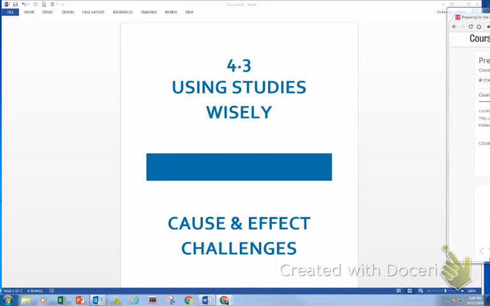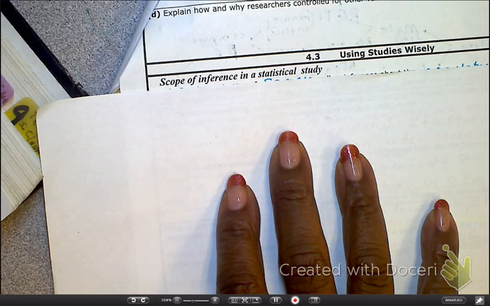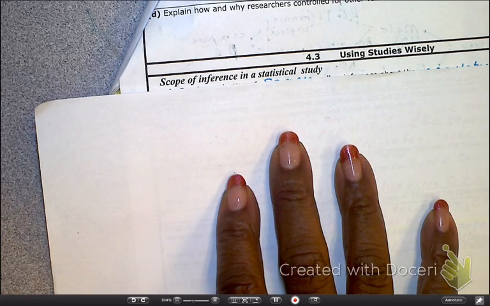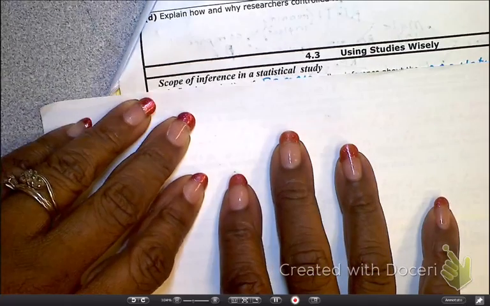Hey, hey, hey. So today we are going to be talking about using studies in statistics wisely and cause and effect challenges. So if we turn to page 18 of our notes, we're going to talk about the scope of inference in the statistical study.